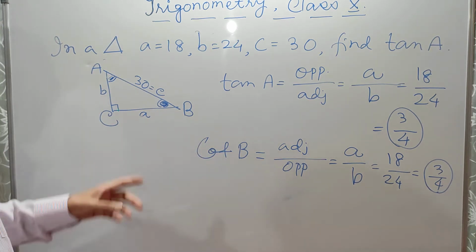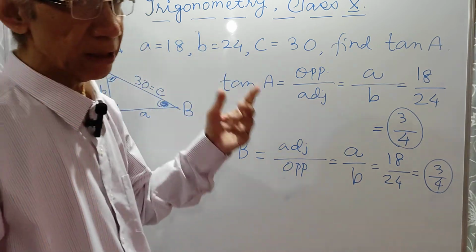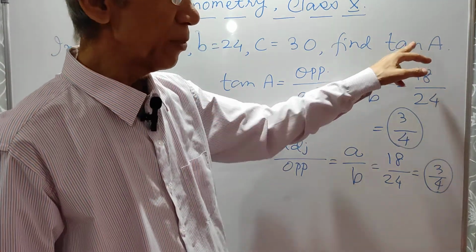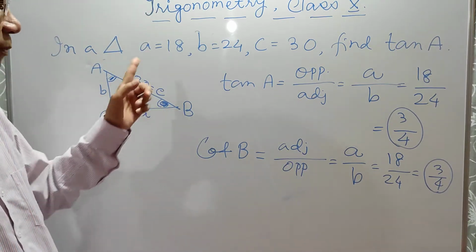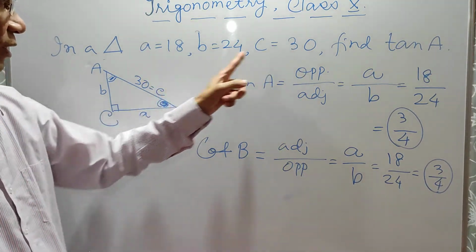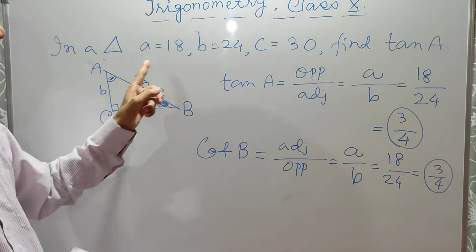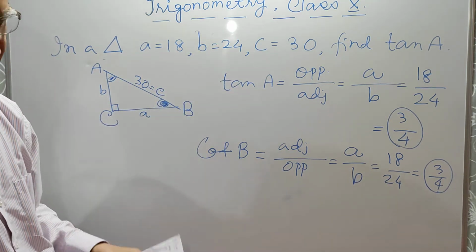Here the triangle was not mentioned. But since you have to find trigonometric ratios, the triangle must be a right angle triangle, and the hypotenuse must be the longest side. 30 is the hypotenuse and the other two sides are 18 and 24. Is it clear?